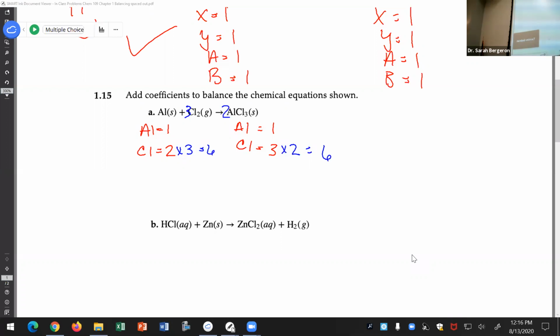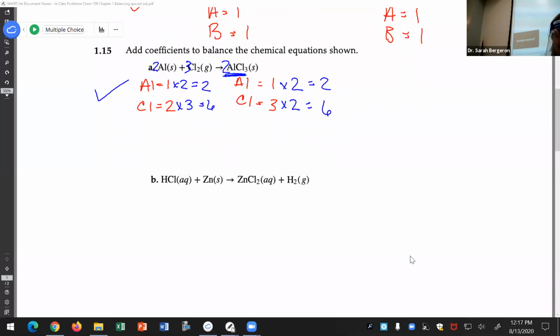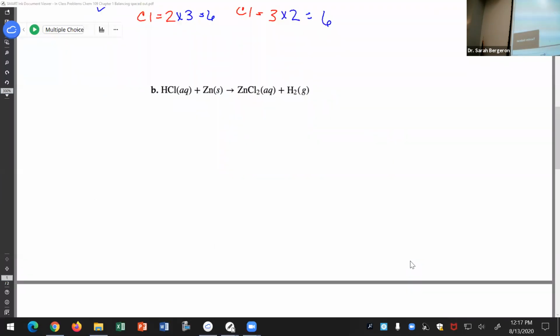I have to worry about my aluminum over here. So what am I going to do? I'm going to multiply by 2 because I have a coefficient. So I get 2 here, so then I have to put a 2 here. So now I'm good. All right, let's keep going. Let's do another one.